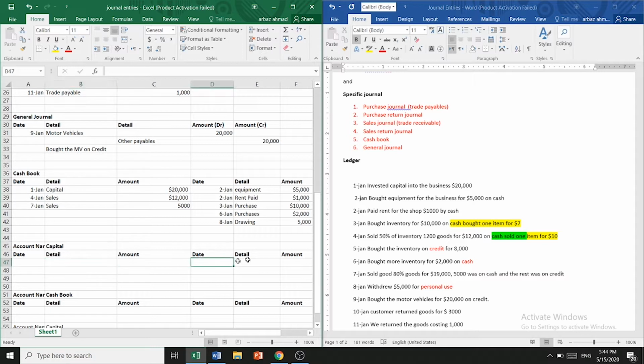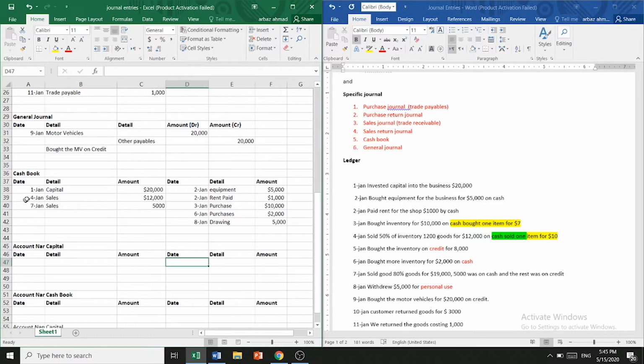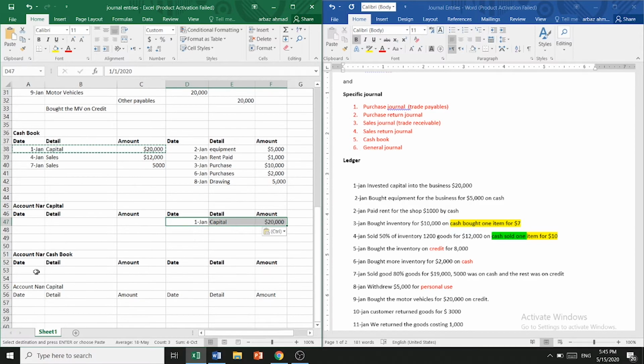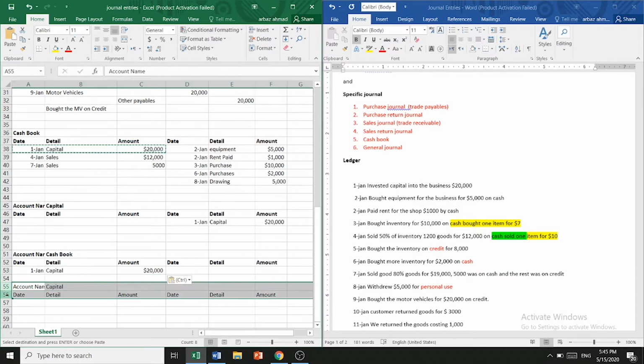So how we are going to post from journal into ledger is that we are going to take this entry, we will just copy and paste it over here. Okay, and what we do in the cash book is the same thing. So basically this cash book and this cash book are similar, but if you want to have left side and right column in the journal instead of having a cash book in the journal, then it's completely fine.